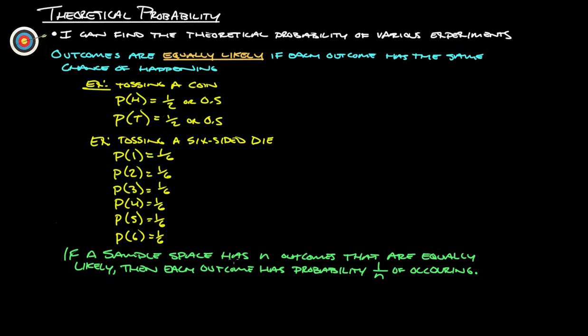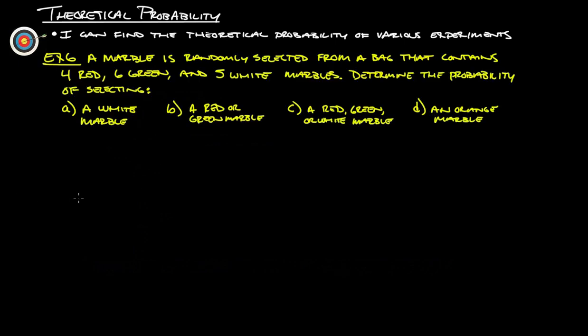So if a sample space has n outcomes that are equally likely, then each outcome has a probability 1 over n of occurring. Using the dice example, there are 6 sides. Since they're all equally likely, it's a 1 out of 6 chance that you'll roll any one of those numbers. If it's a 10-sided die, it's 1 out of 10 for each one of the different numbers.